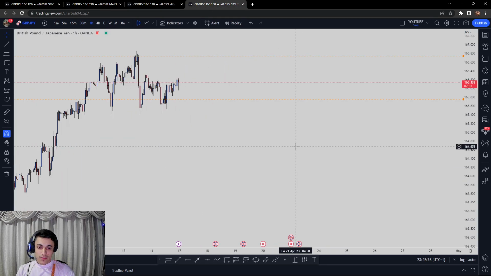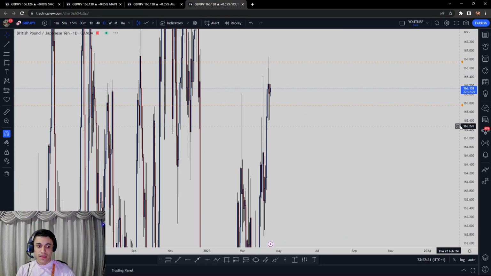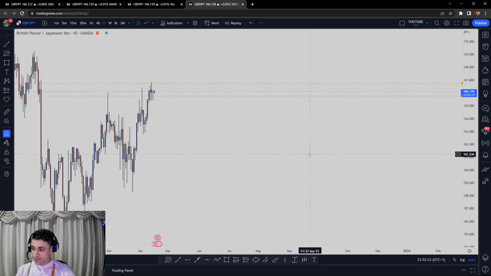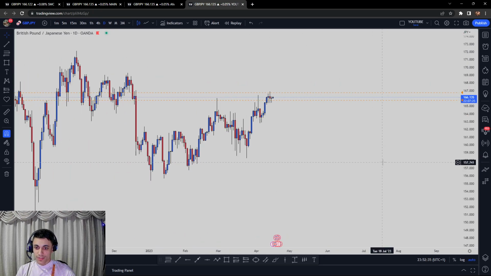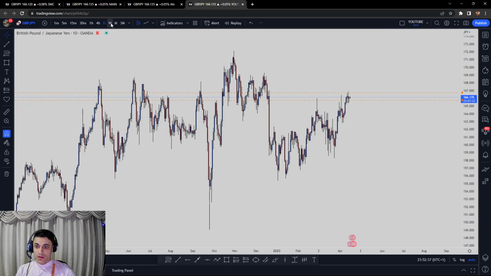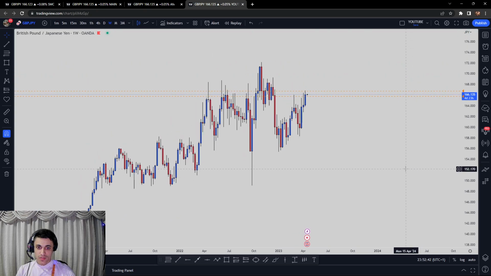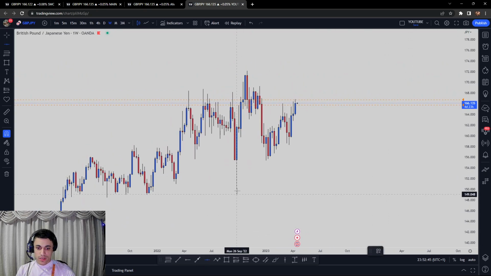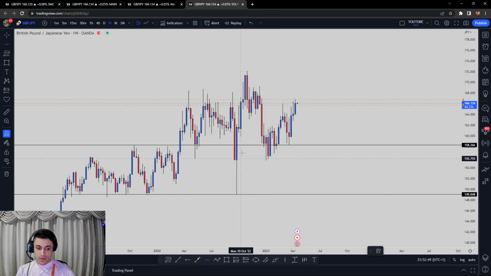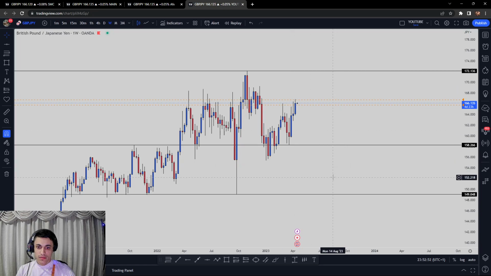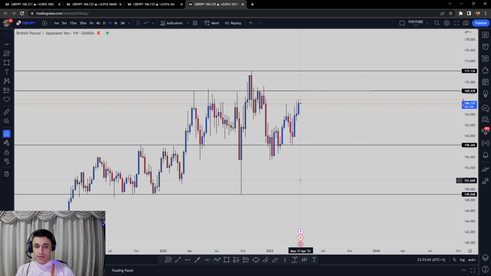Let's go back. All right, so let's break down this pair from a normal, non-smart money concept trader. What I personally would do is start on the weekly and then identify my support and resistance. So I do have this area right here, beautiful. This area right here, beautiful. This area right here, beautiful. We can add one here, but it's a long shot. So these are my weekly support and resistance.